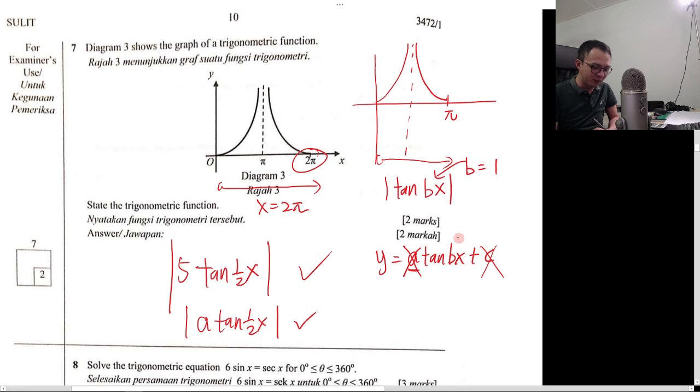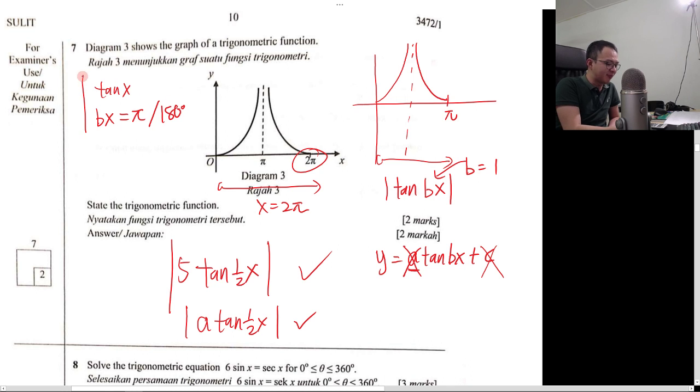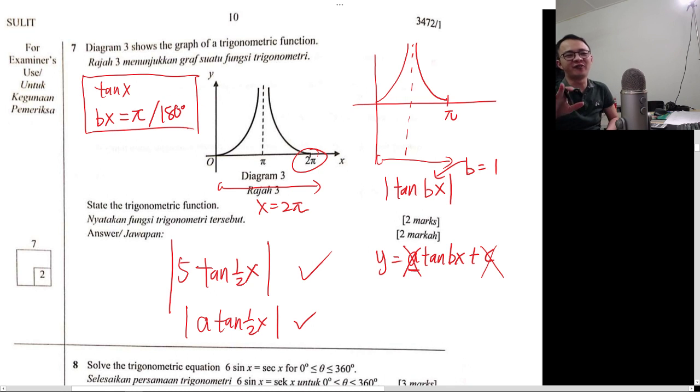Okay, and to know the b value is very easy. You just need to remember that for tangent, bx is always equal to pi or 180 degrees. This is something fixed already. It's sort of the formula. Alright, so if b equals 1, then you have tangent x.